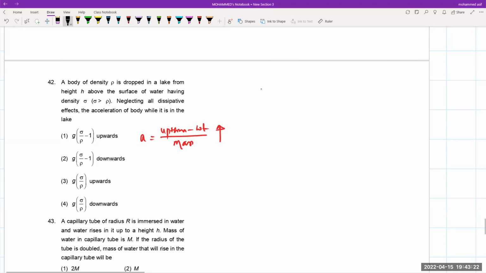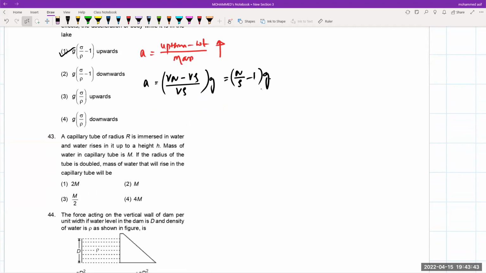ये acceleration आएगा ऊपर के डायरेक्शन में। So this will be equal to V into sigma minus V into rho divided by V into rho into g, common। तो ये हो जाएगा मेरे पास sigma divided by rho minus 1 into g, that will be the acceleration। In which direction बेटा? Upward direction। क्योंकि बायनेंसी फोर्स ऊपर लगेगी तो उसका एक्सेलरेशन भी ऊपर के डायरेक्शन में जाएगा बेसिकली। ठीक है ना?